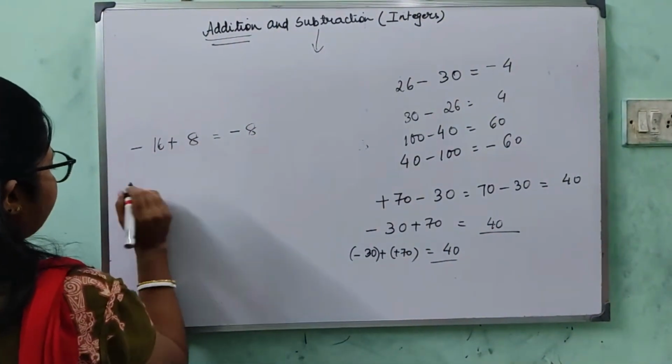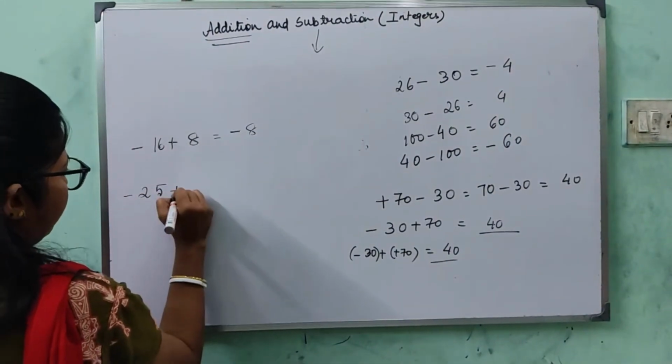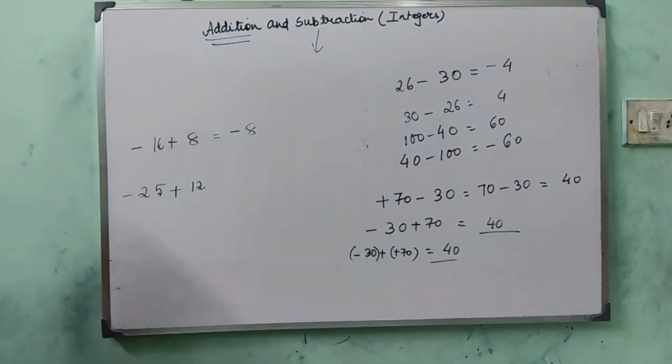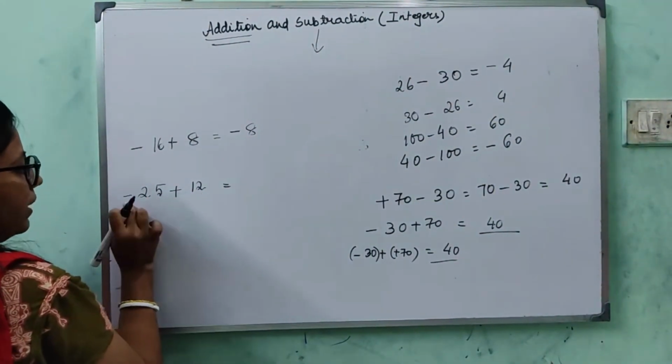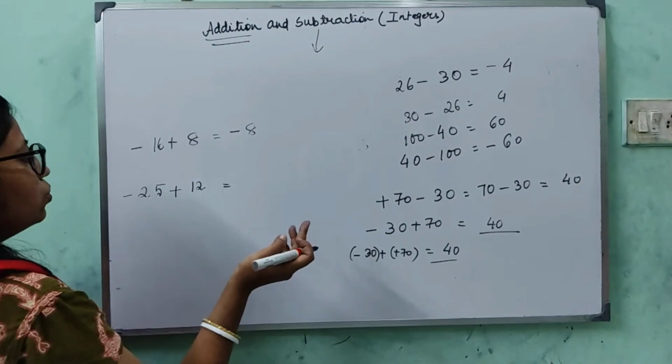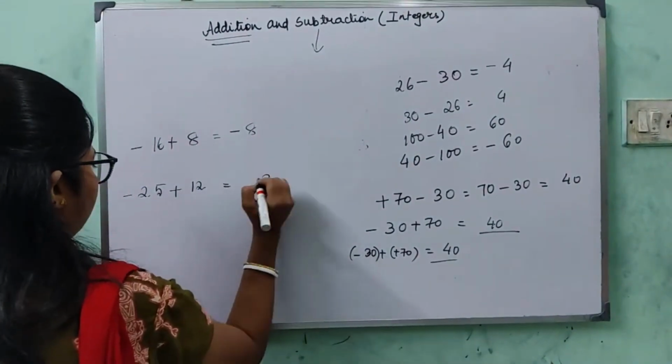Okay. Then next let's come to minus 25 plus 12. So minus 25 plus 12, 1 plus 1 minus sign. So first you do the difference. So 25 minus 12 is 13.